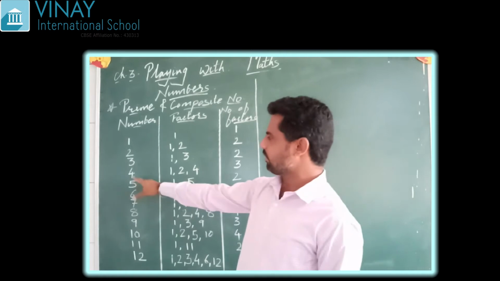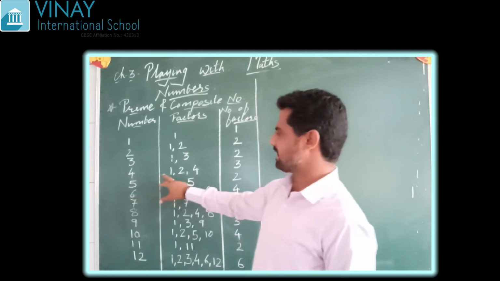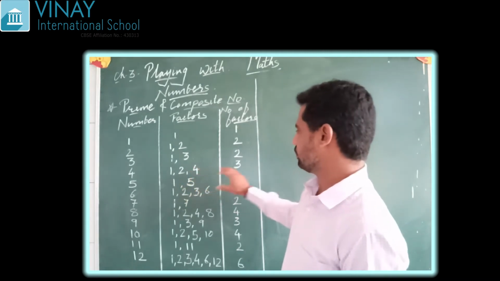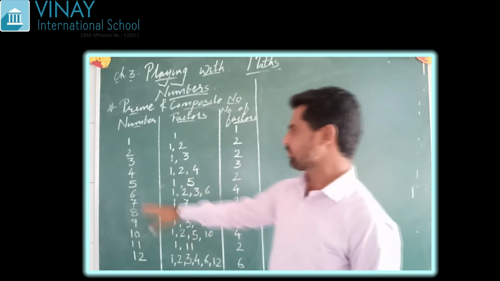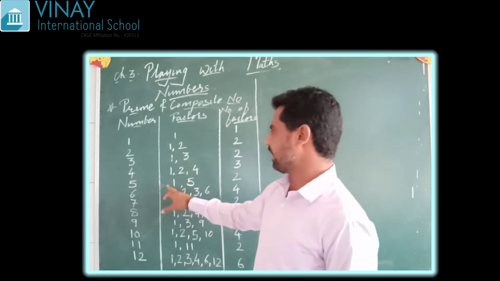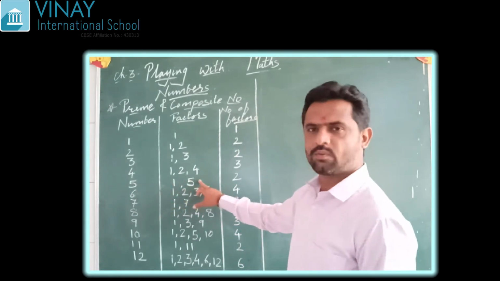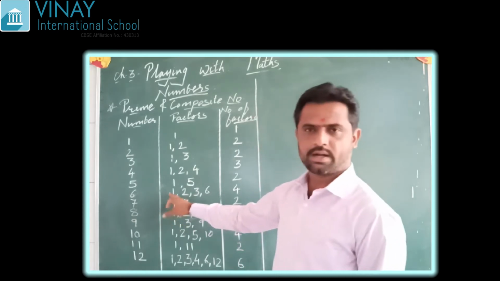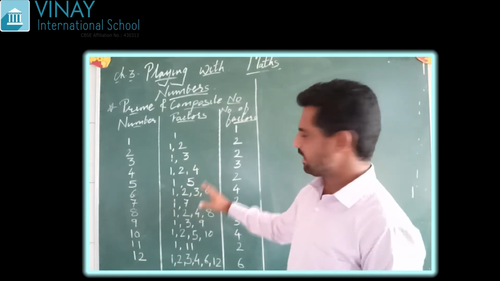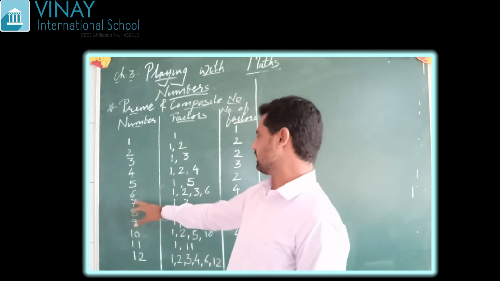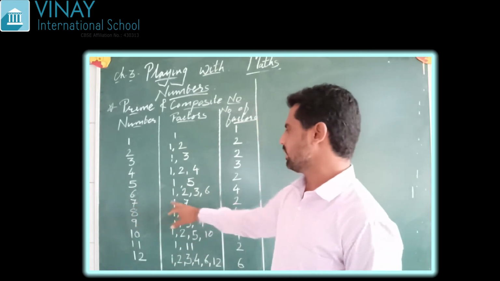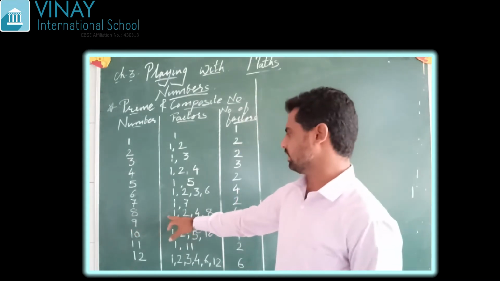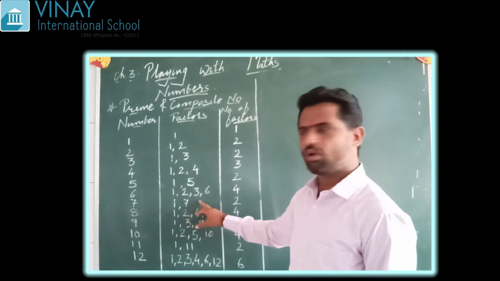Now if we see 4, it has 3 factors, 1, 2 and 4. So it has 3 factors. 5 has 2 factors, 1 and 5. 6 has 4 factors, 1, 2, 3 and 6. 7 has again 2 factors, 1 and 7. 8 has again 4 factors, 1, 2, 4 and 8.